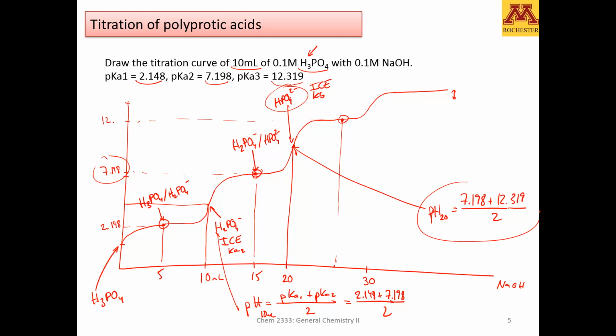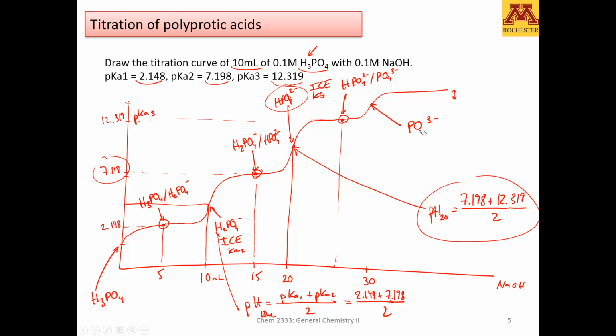This formula is much faster to find out the pH at this point. All right, and finally, what you have here is half hydrogen phosphate and half phosphate. The pH is equal to 12.39, which is the pKa3. And finally, at this point, what you have is mostly phosphate.